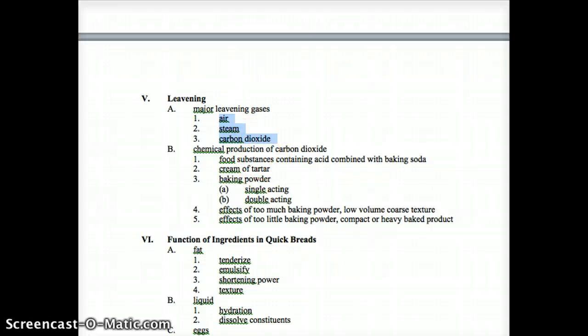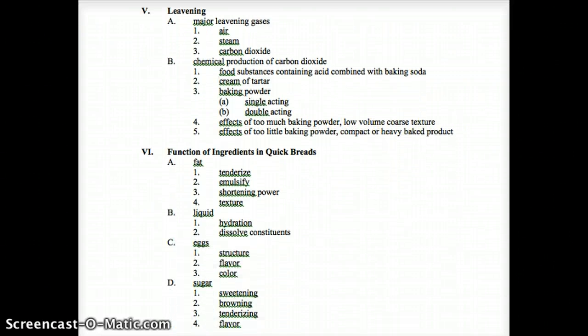Chemical production of carbon dioxide: food substances containing acid combined with baking soda, cream of tartar, baking powder, single acting, double acting. Have just a basic idea of this. These are chemical productions versus like biological productions. So know your biological productions. You just have a fairly good idea of this because you will be actually using this in the lab.